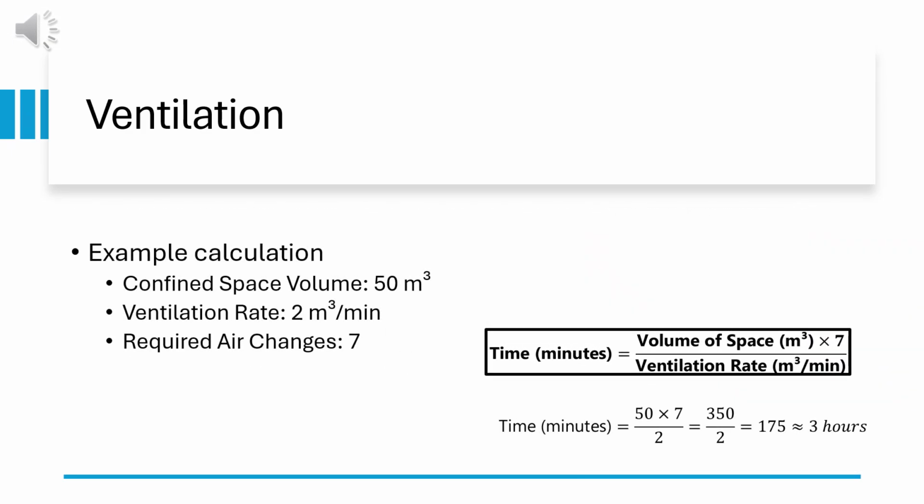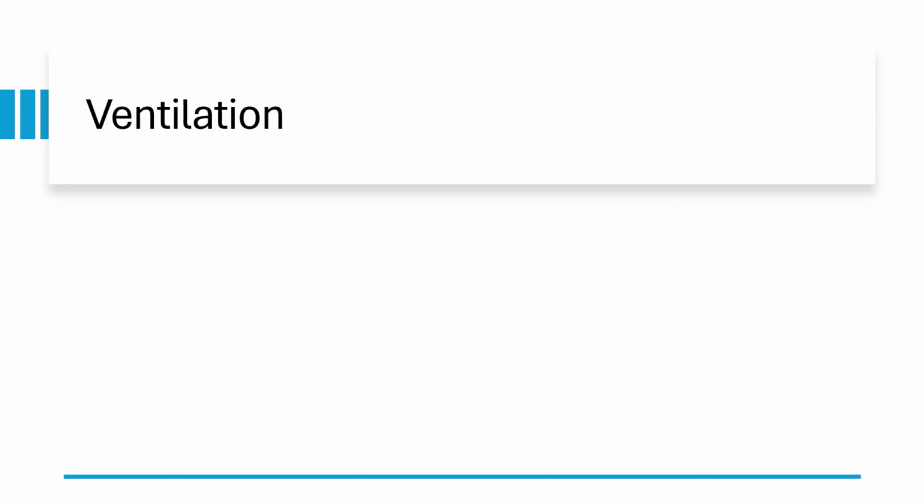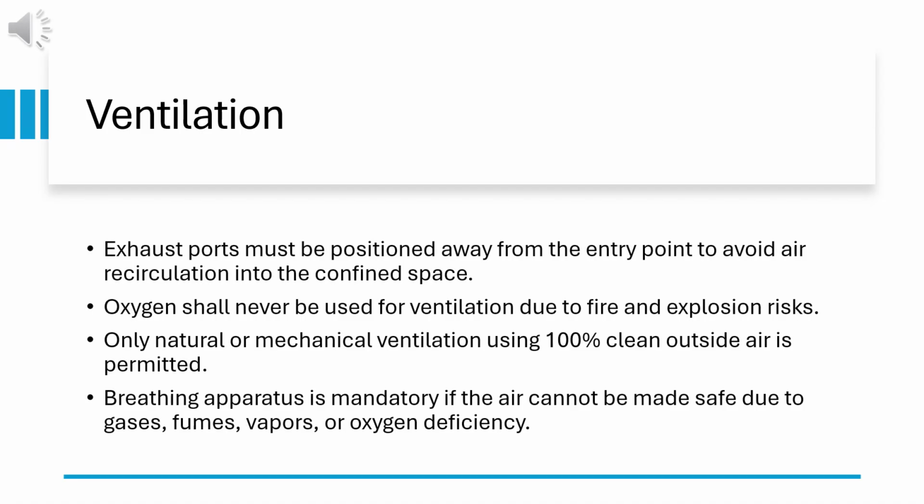For example, if the volume is 50 cubic meters and the ventilation rate is 2 cubic meters per minute, 7 air changes will take approximately 175 minutes, or around 3 hours. This process ensures the atmosphere is thoroughly refreshed. Exhaust air must always be directed away from the entry point to avoid recirculation. Oxygen must never be used for ventilation due to fire and explosion hazards. Only clean natural or mechanical ventilation is permitted. If the air cannot be made safe, breathing apparatus must be worn to protect workers.